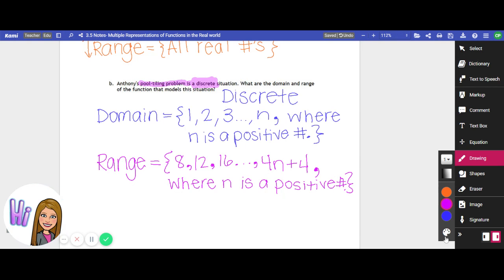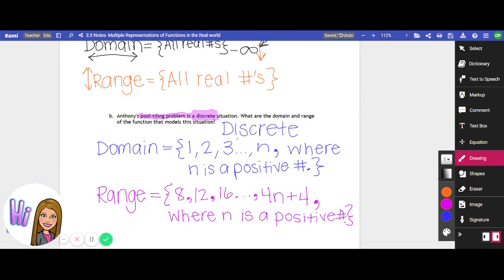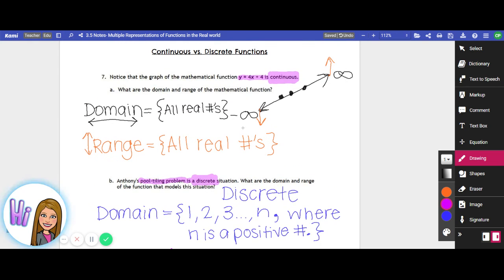There we go. So it's really important to notice that for your discrete pool tiling problem, we just have a domain and a range made of dots for numbers. While if we have the continuous graph with a line in it, and there's no end to the line, our domain and range are going to be all real numbers in both directions.